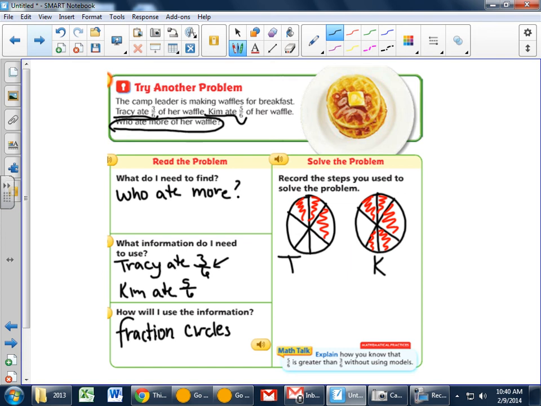Okay, so using that information, you can compare who ate more. Okay, so this one is 3/6, and this one was 5/6. So using greater than, less than, or equal to, you'll know that 5 is bigger than 3 in your numerator. This one definitely had more pieces gone than this one. So 3/6 is less than 5/6.